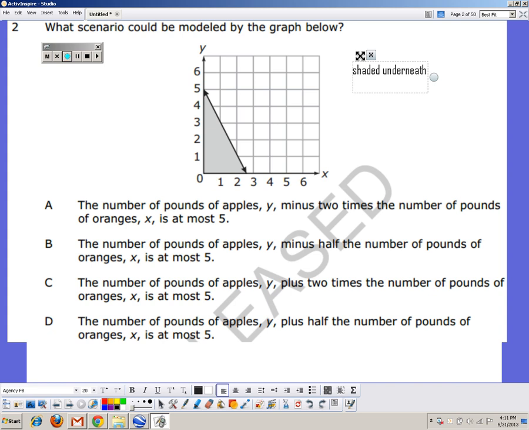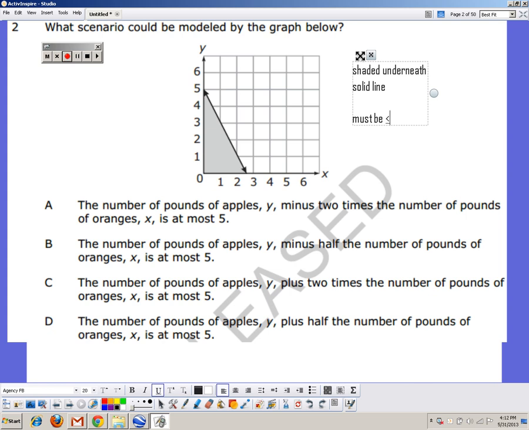Since the line is a solid line, these two taken together mean that it must be a less than or equal to scenario. So we look at the scenarios. A says the number of pounds of apples, y, minus 2 times the number of pounds of oranges, x, is at most 5.